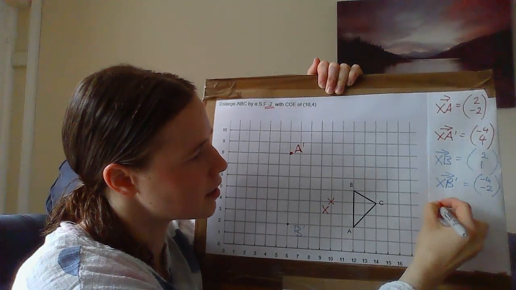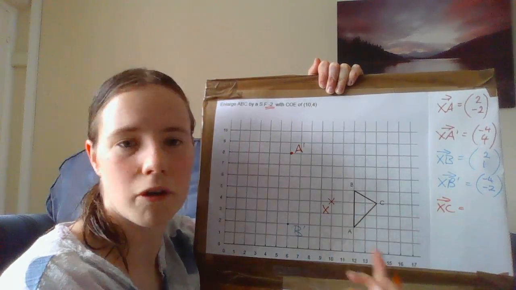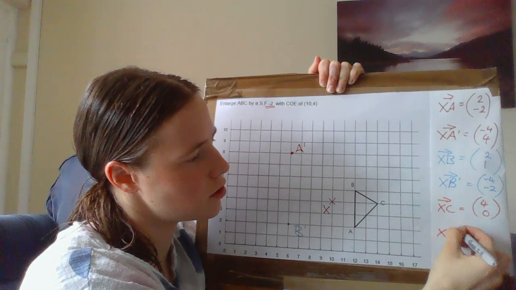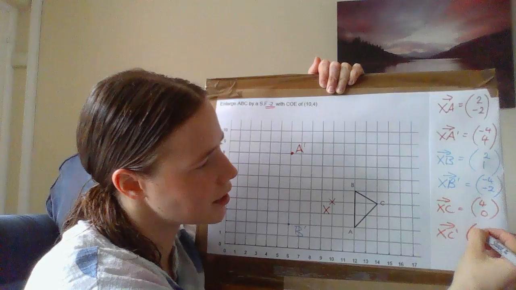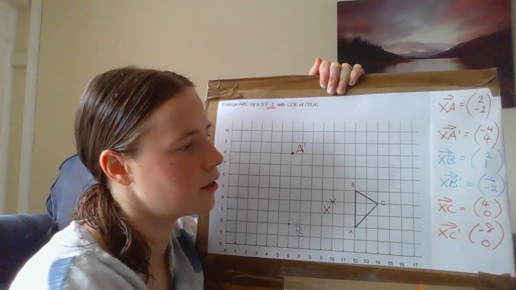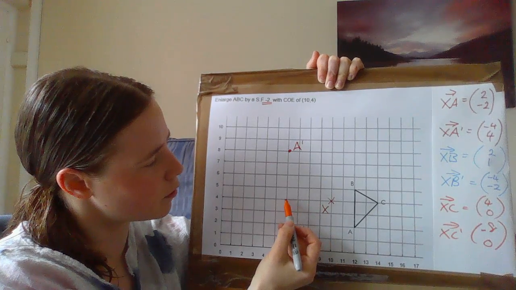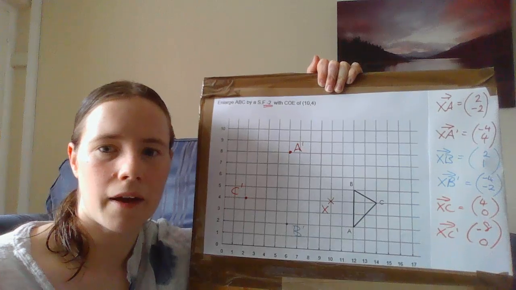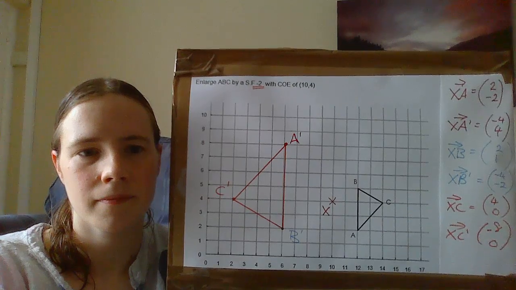Now let's go from X to C. So I need to go 1, 2, 3, 4 across, but no up. So 4, 0. So X to new C is going to be -8, 0, because 0 times -2 is still 0. So 8 this way. So from here, 1, 2, 3, 4, 5, 6, 7, 8. So here is new C. And I now just need to join those 3 new points up with a straight line.